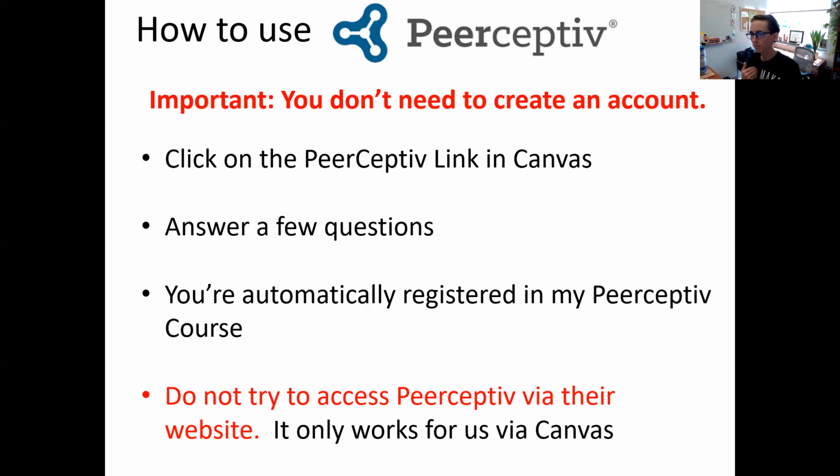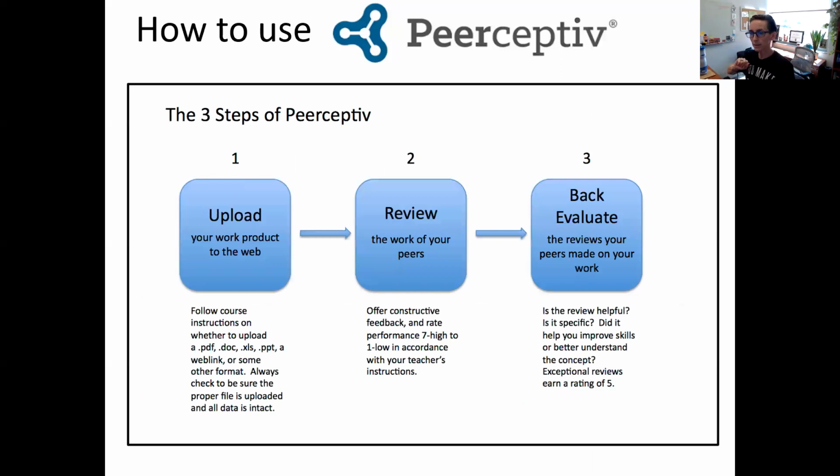If you try to email me and ask me for a course code, I will tell you that you have obviously forgotten this or skipped this part. It is only going to work for us through Canvas. So that's very, very important. So there are 3 steps to this process.